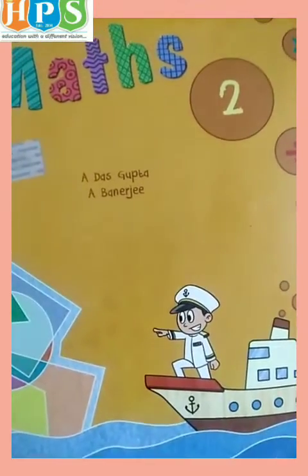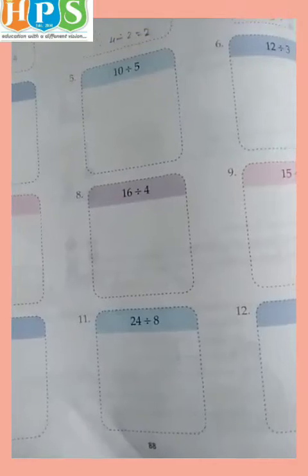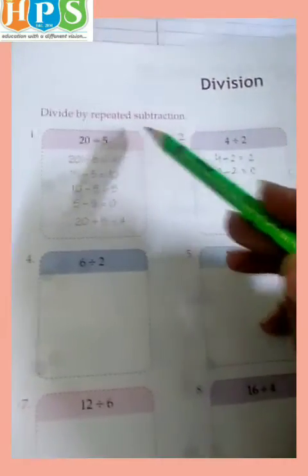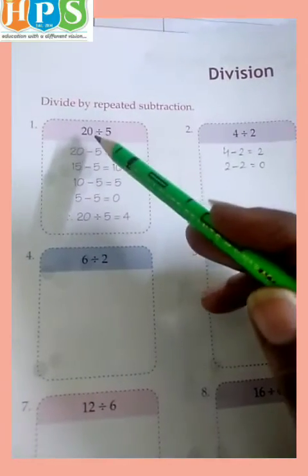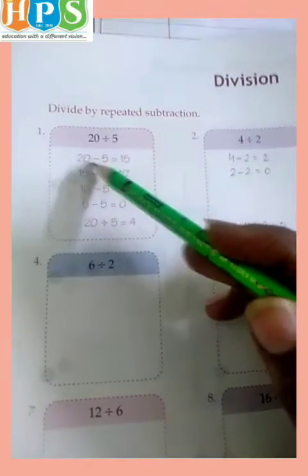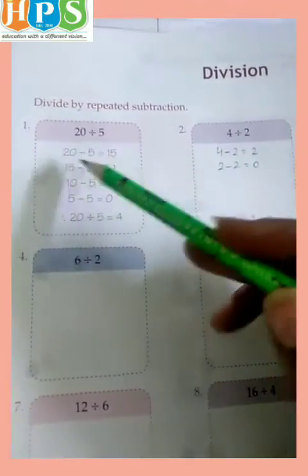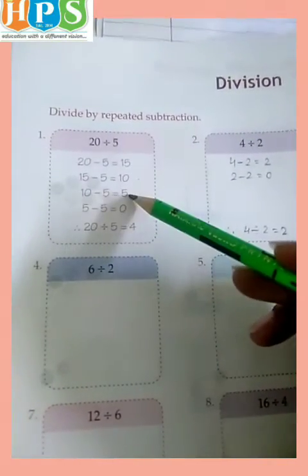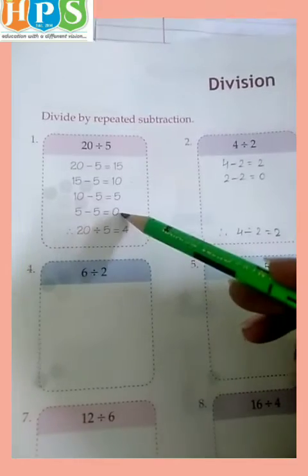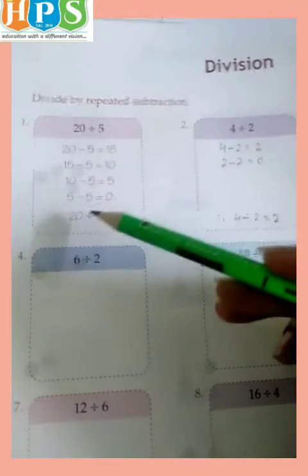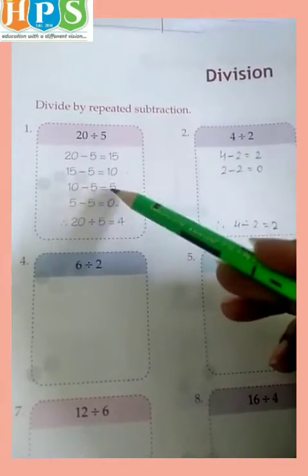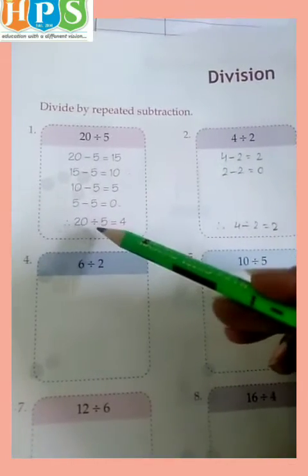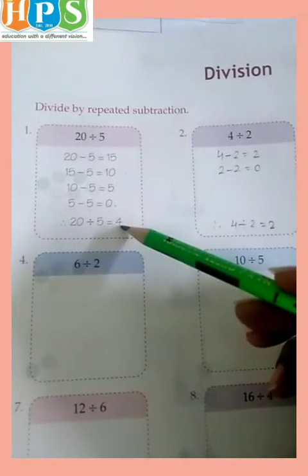So open your math book, page number 88, division. Divide by repeated subtraction. 20 divide 5. 20 minus 5 is equal to 15. 15 minus 5 is equal to 10. 10 minus 5 is equal to 5. 5 minus 5 is equal to 0. So 1, 2, 3, 4. 20 divide 5 is equal to 4 times.